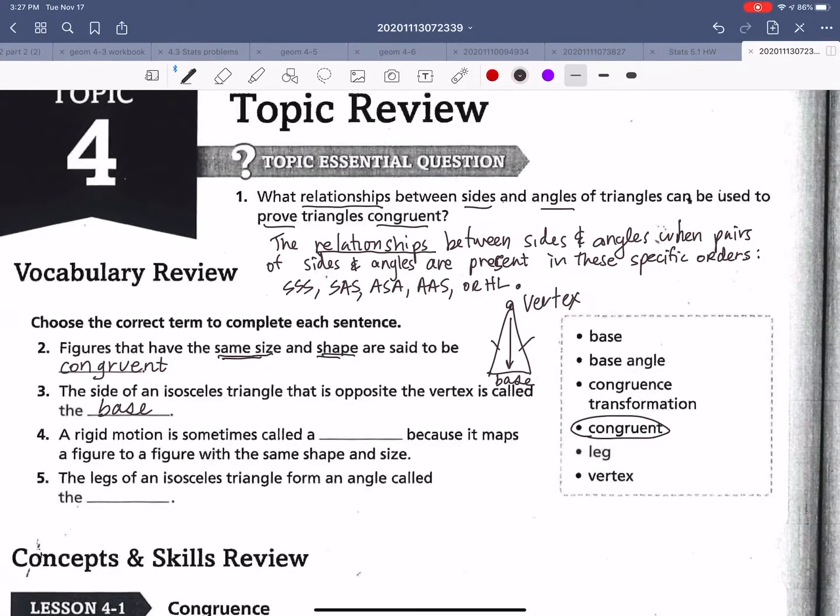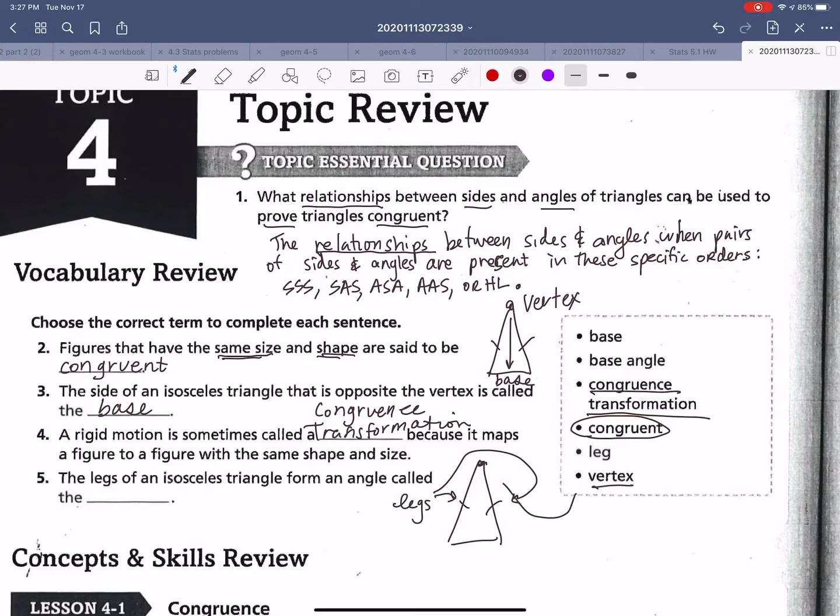Rigid motion is sometimes called, okay, this came right out of our notes, right? Sometimes called congruence transformation. And then the last one, the legs of an isosceles triangle, so these are the legs. The legs of an isosceles triangle form an angle called the vertex. That's the vertex angle. Okay. And these were on our foldable, so pretty interesting.